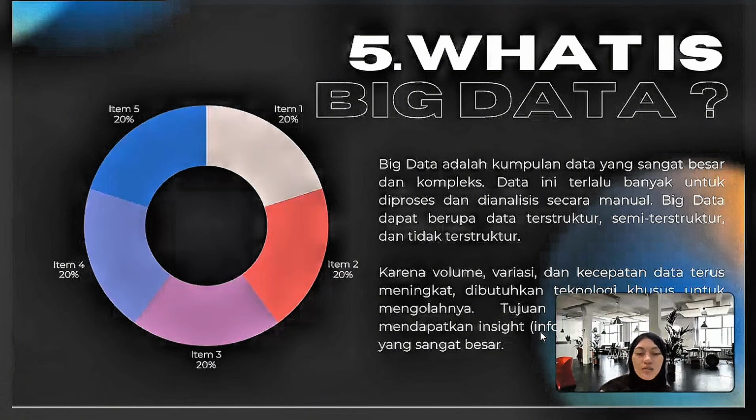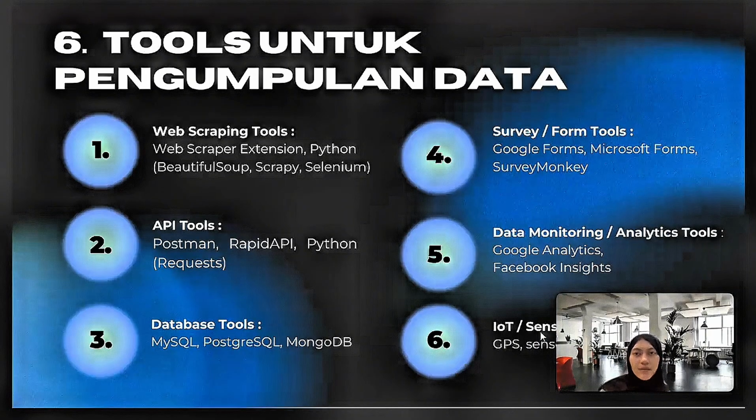And for the next slide, what is big data? Big data is a collection of very large and complex data. This data cannot be processed manually because the amount of information is continuously growing. Big data can include structured data, semi-structured data, and unstructured data.